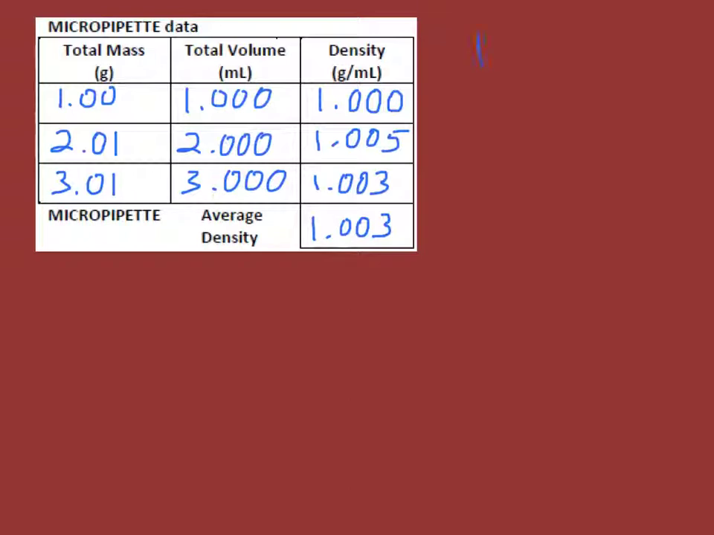Since the accepted value for the density of water is 1.00 grams per milliliter, I can calculate the percent error by comparing the actual value to my experimental value. That would look like this. Remember, we will take the absolute value, which takes away the negative sign, and multiply times 100 to move the decimal over 2 places to the right so that we can state it as a percentage. My calculator tells me that that answer is 0.3%, which is a very tiny percent error, meaning my accuracy was very high.